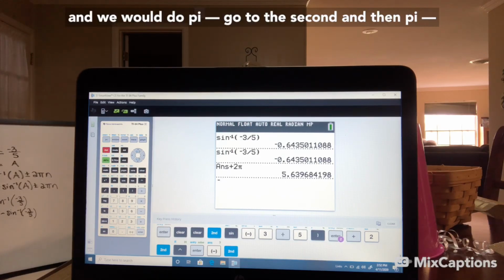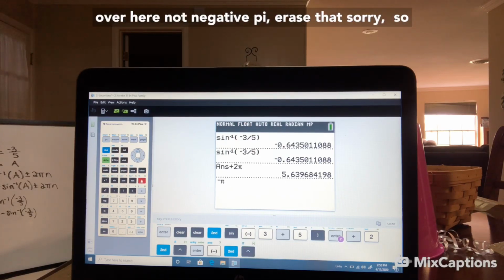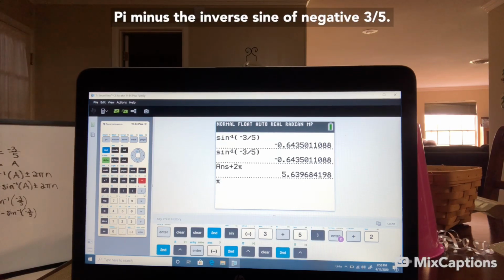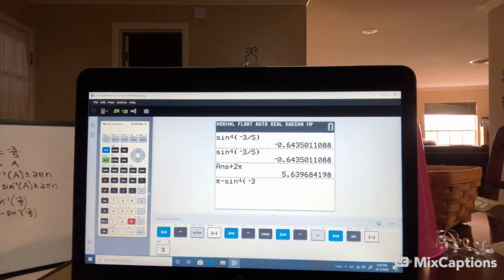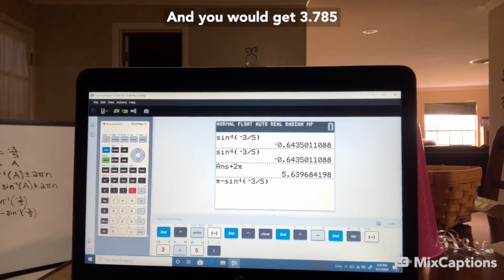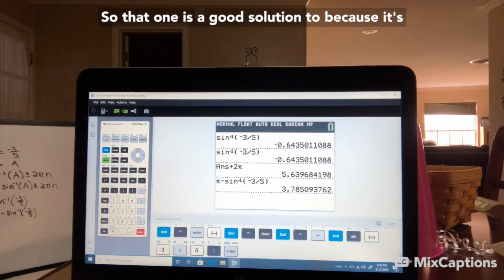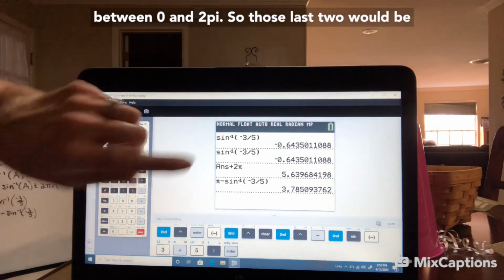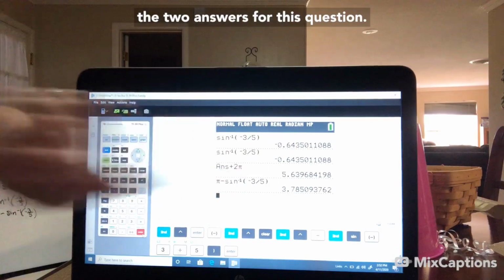Okay, then we would do the second half of the formula, and we would do pi. Go to the second, and then pi is over here. So pi minus the inverse sine of -3/5. And you would get 3.785. So that one is a good solution too, because it's between 0 and 2 pi. So those last two would be the two answers for this question.